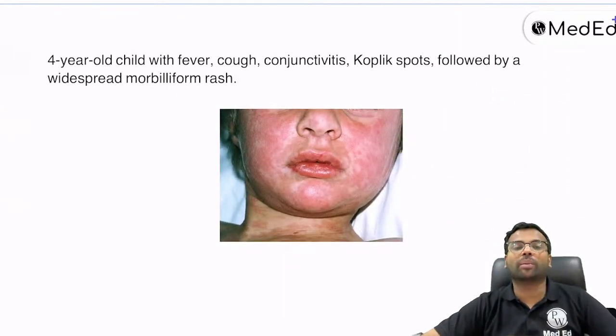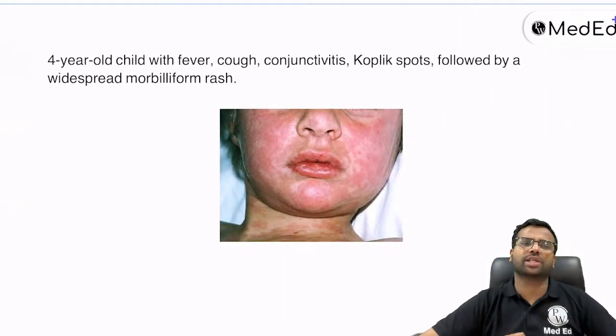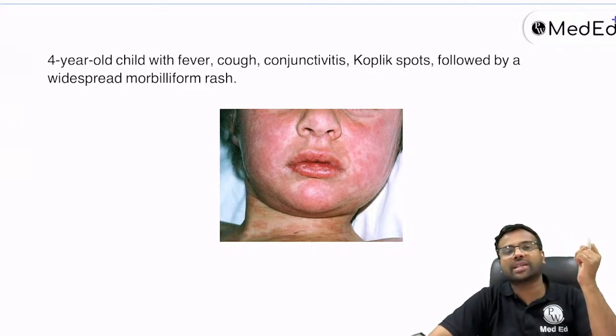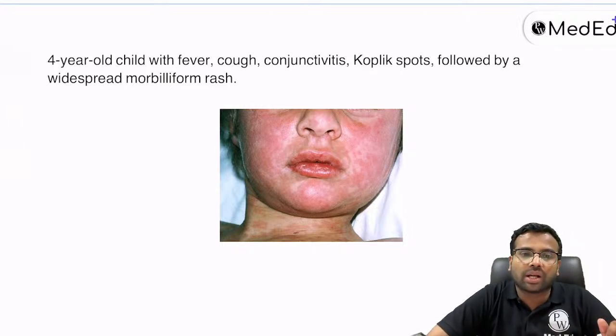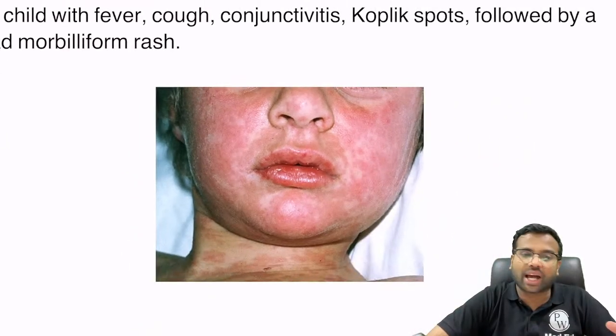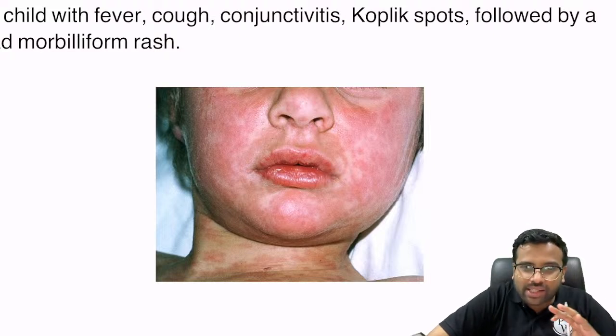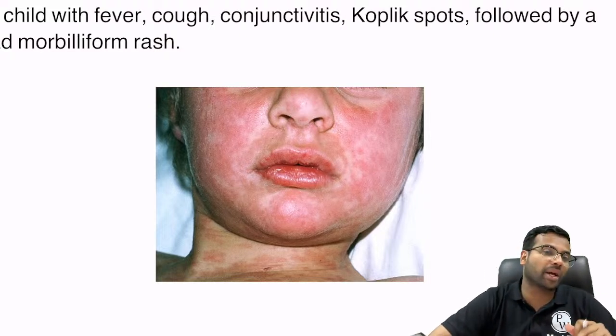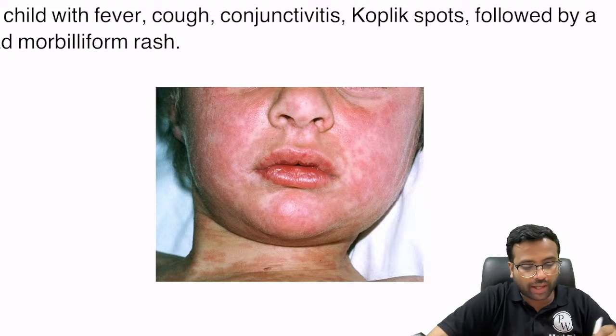So moving to one more, that is a 4-year-old child who is having fever, cough, conjunctivitis, and Koplik spots, followed by a widespread morbilliform rash. So this is a rash. See, you can see that the skin has turned red in color, and this type of an exanthematous rash, we call it as a morbilliform rash.